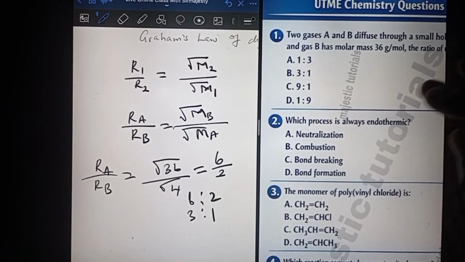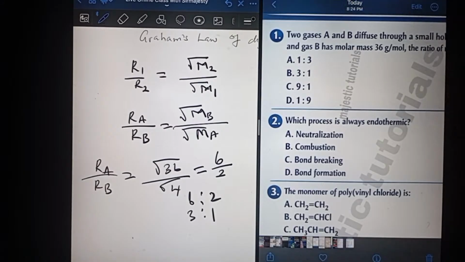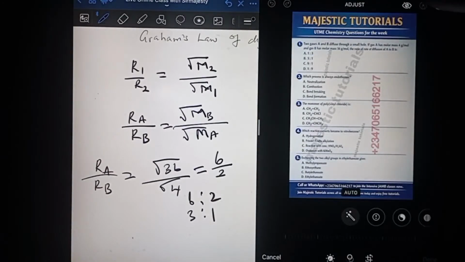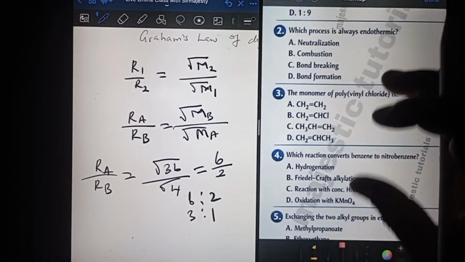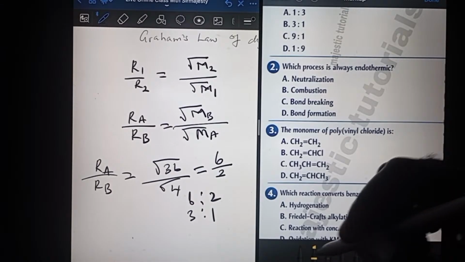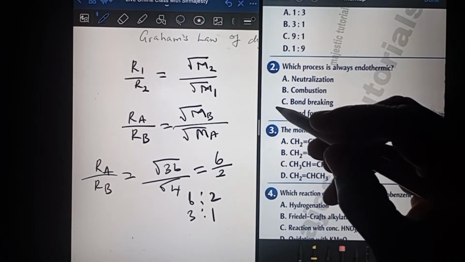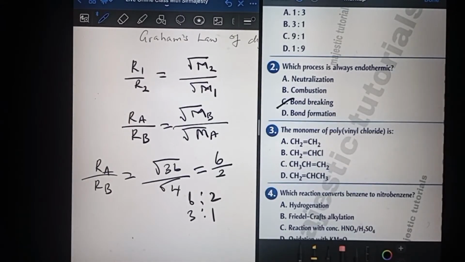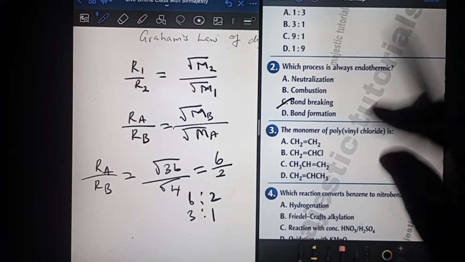So the process that is always endothermic, looking at this question, is option C, which is bond breaking. A bond cannot just break on its own. You need to add energy to that.